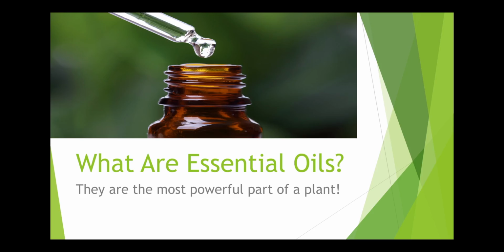So what are essential oils? Essential oils are the most powerful part of a plant. Essential oils are the internal juices of a plant. Those juices are called oleoresin gum. We get the word essential oils from the word oleo, and it is the liquid soluble and volatile part of plant juices, and what mostly makes up an essential oil.